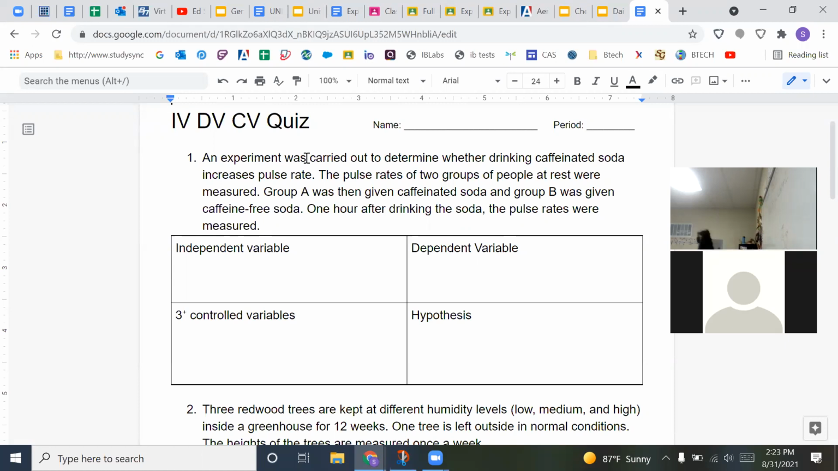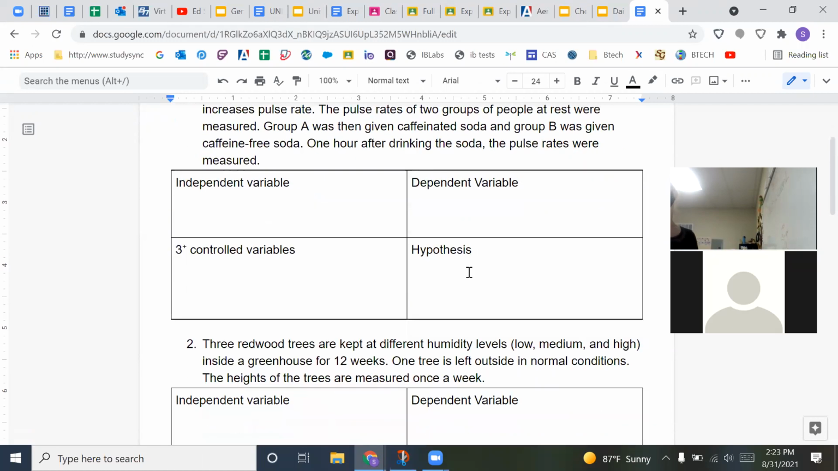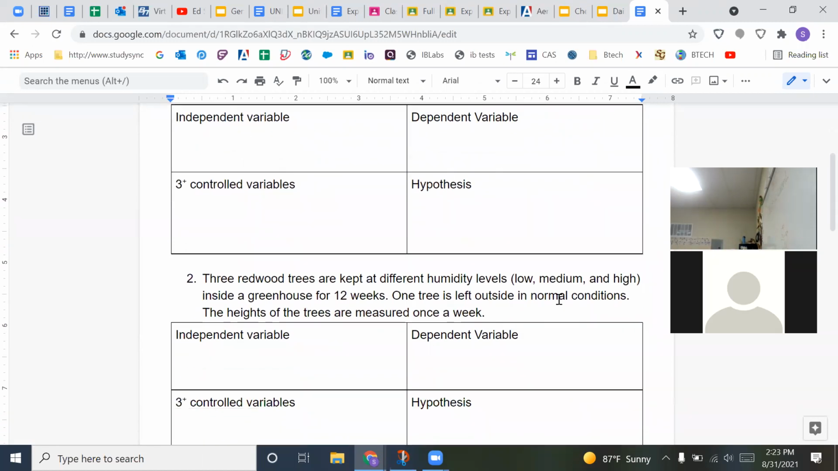Dependent variable would have been the pulse rate because that's what we're measuring. Controlled variables. You guys did amazing on that. I'm not even going to go over that. I just mostly want to make sure we're good on IV and DV. Hypothesis also, I graded very easy. If you had some sort of format, there's multiple different formats you could use, and you made some sort of prediction, then I gave you the hypothesis.